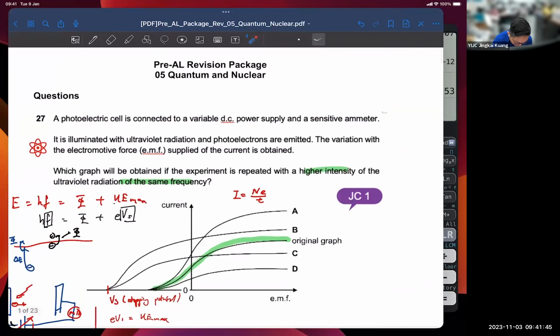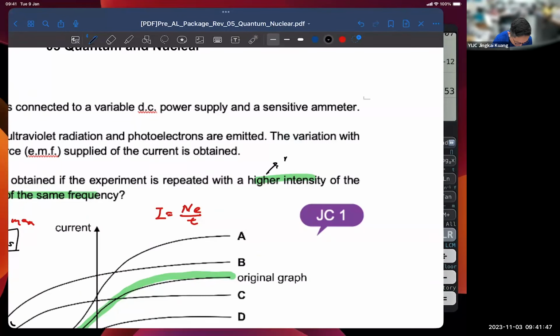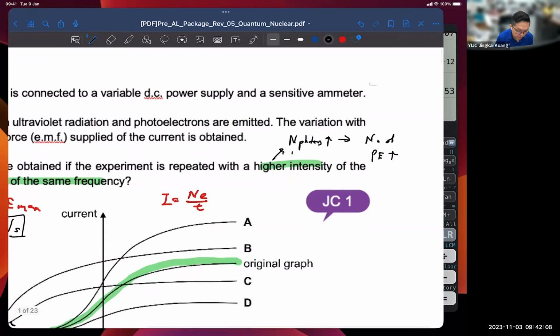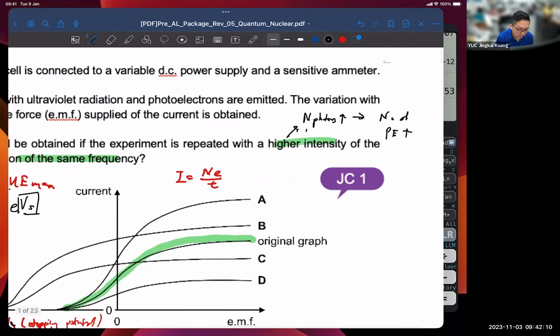So this one means you have more photons, so the number of photons will increase. That means the number of photoelectrons will increase as well. So the number of photoelectrons increases, and per unit time you're going to get a higher current over here. So the best answer here is A.